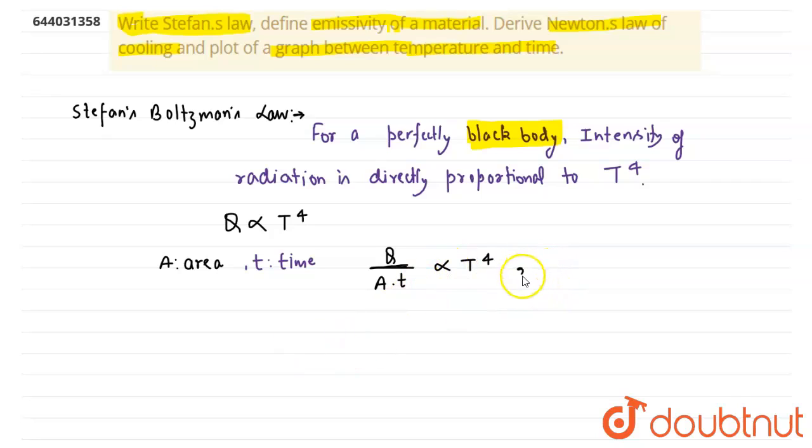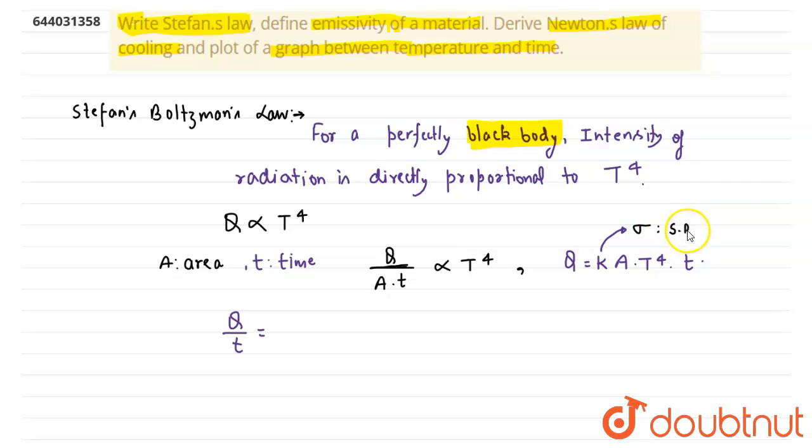And rearranging this equation, we will get Q is equal to some constant into A into T raised to power 4 into time, or we can write it as a rate. Rate is Q divided by T. Rate of heat transfer, that is Q by T, will be equal to, and this constant K in heat radiation is known as sigma, the Stefan-Boltzmann constant.